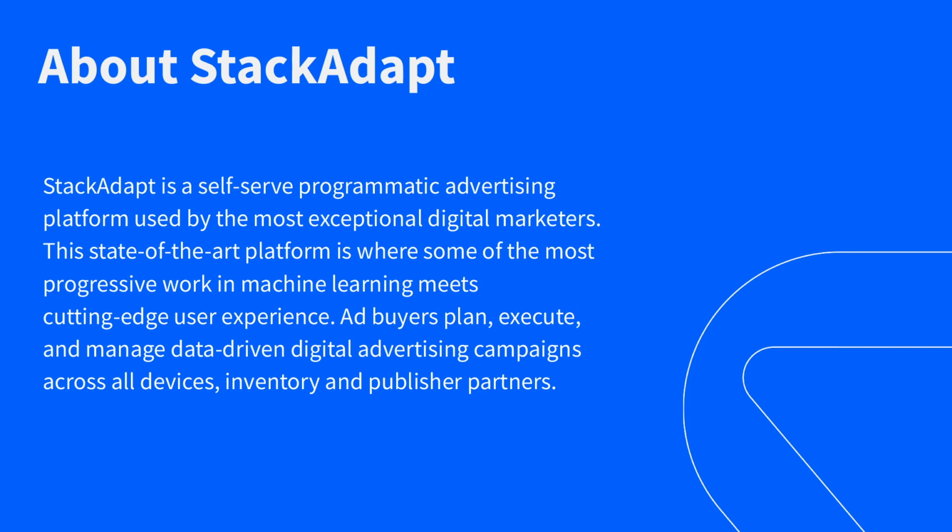Or if you're going to explain it to your parents or your grandparents a little bit more simply, the main function of a DSP is to allow buyers to purchase digital ad space online from multiple publishers, adding on multiple layers of data all through one specific interface.